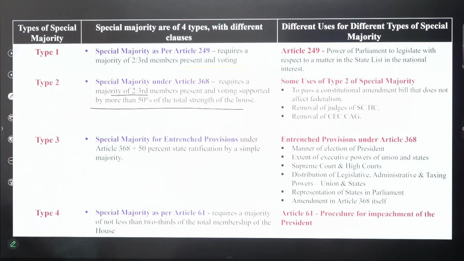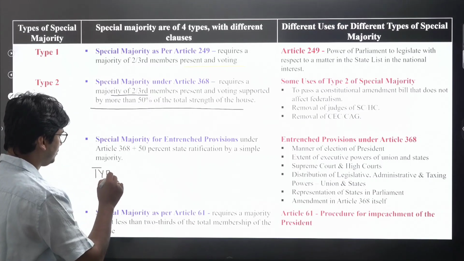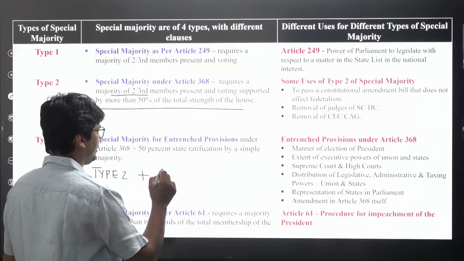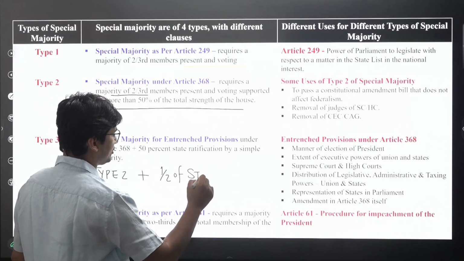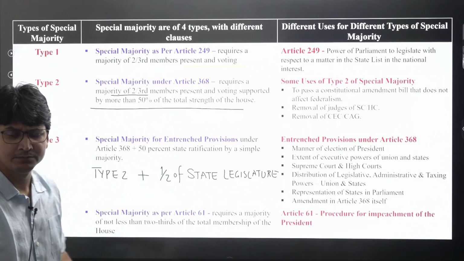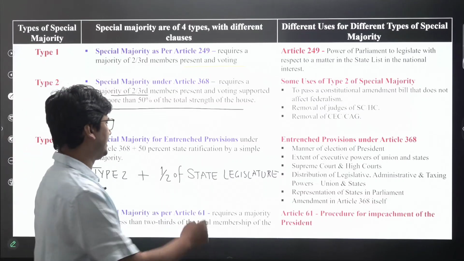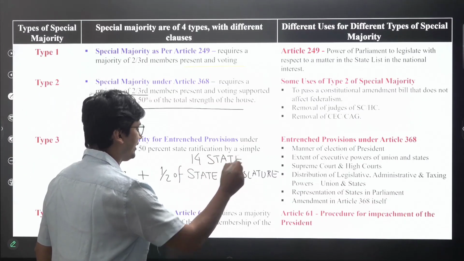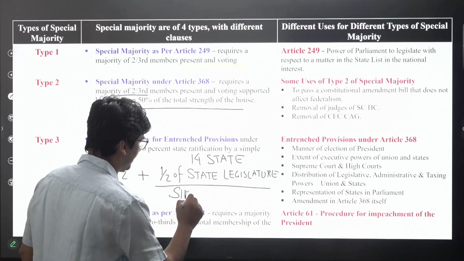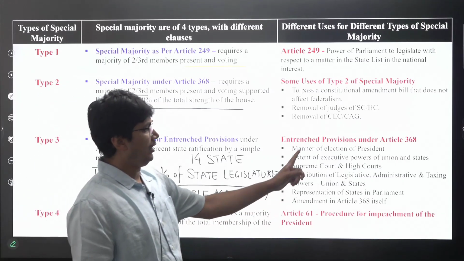Now comes type 3. There is nothing new in type 3, just that type 3 is equal to type 2 plus this: it needs to be passed by at least half of the state legislatures. If you ask how many states are there in India, 28. So it must be passed by at least 14 states. Now, by what type of majority will the states pass this? The states will pass this by simple majority. This is important.